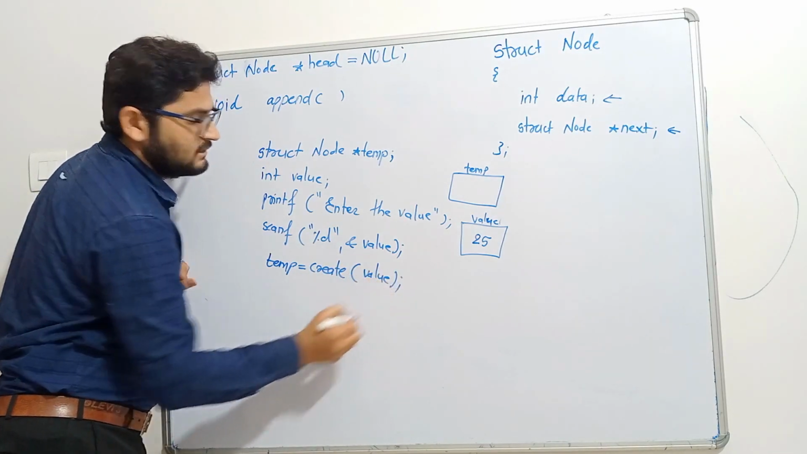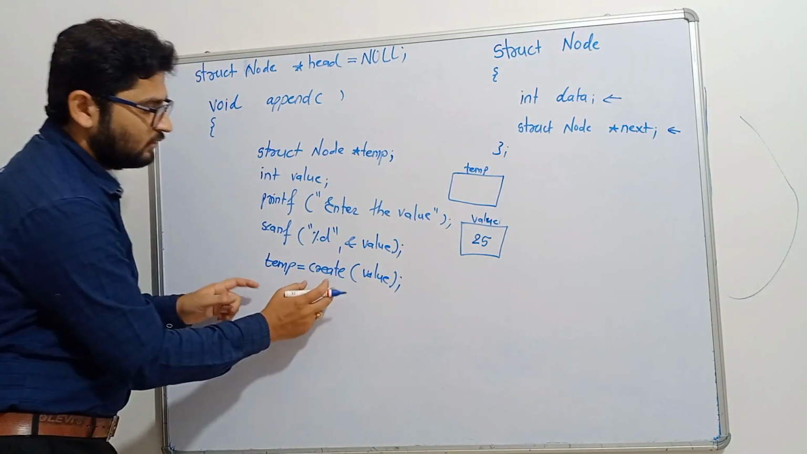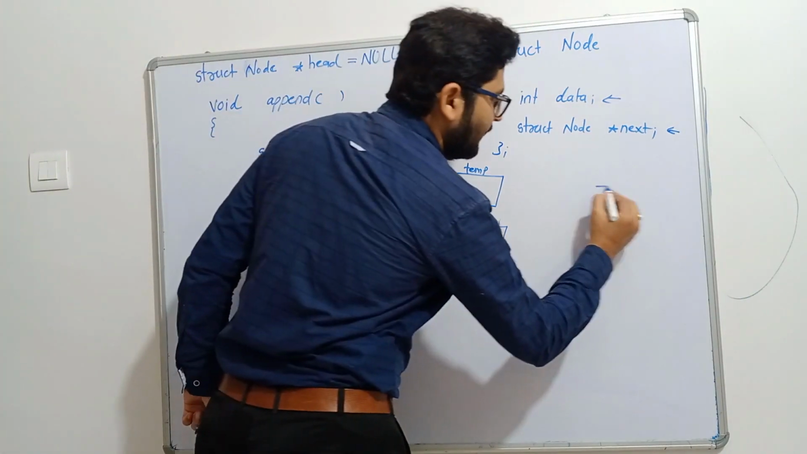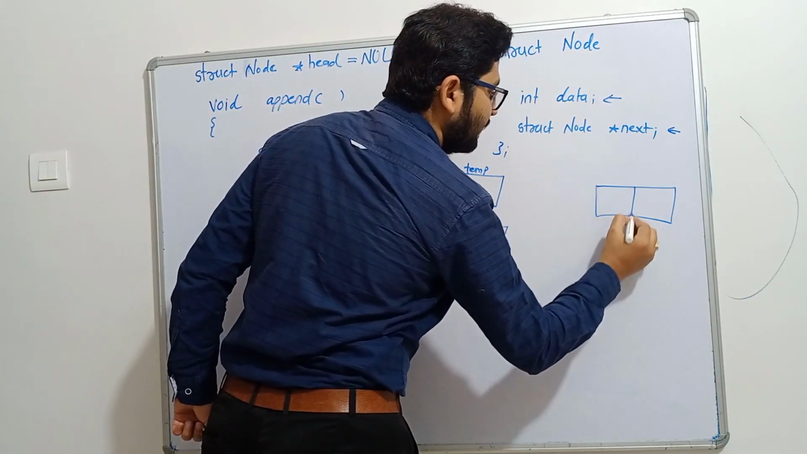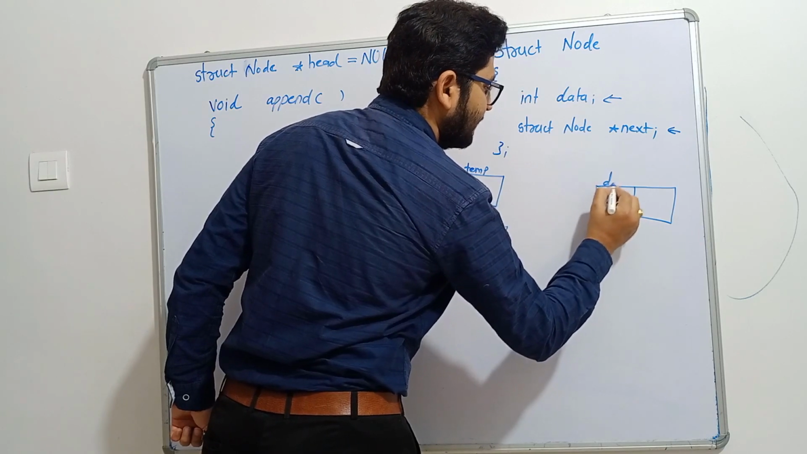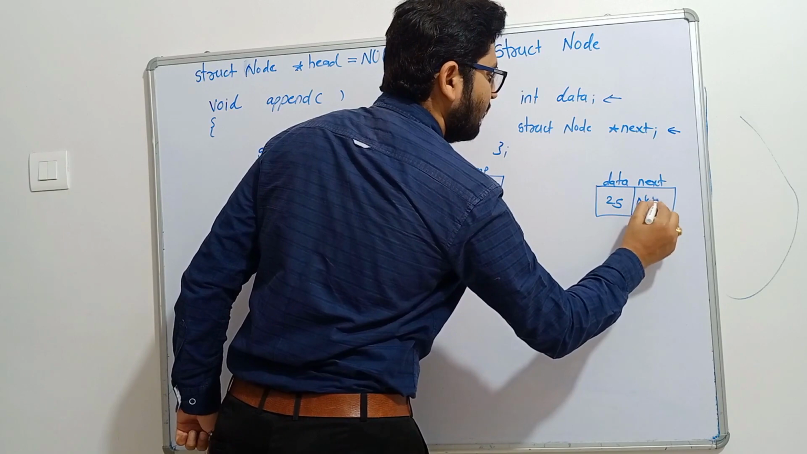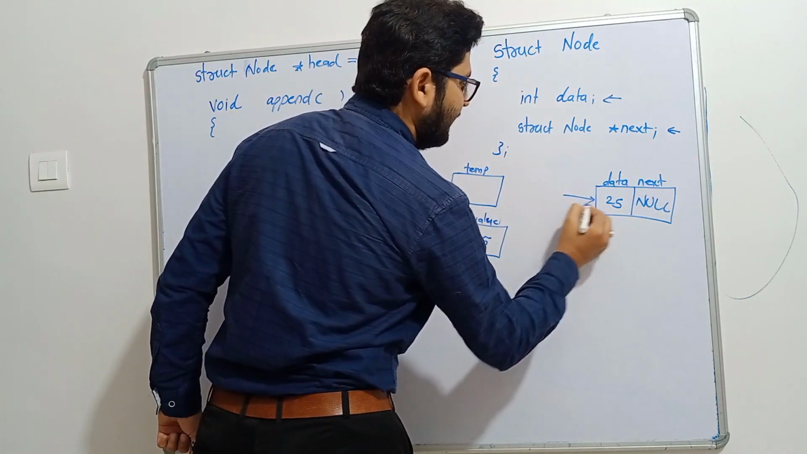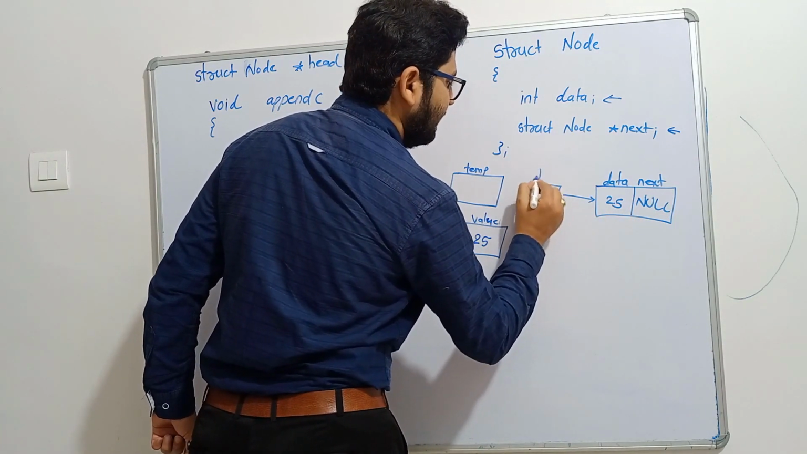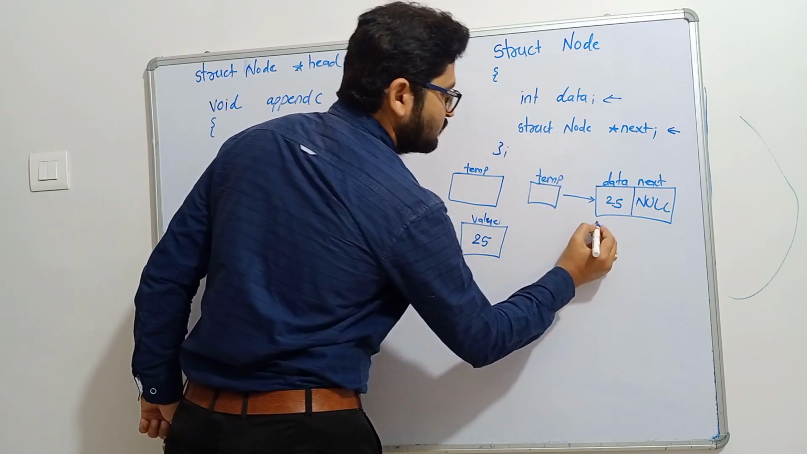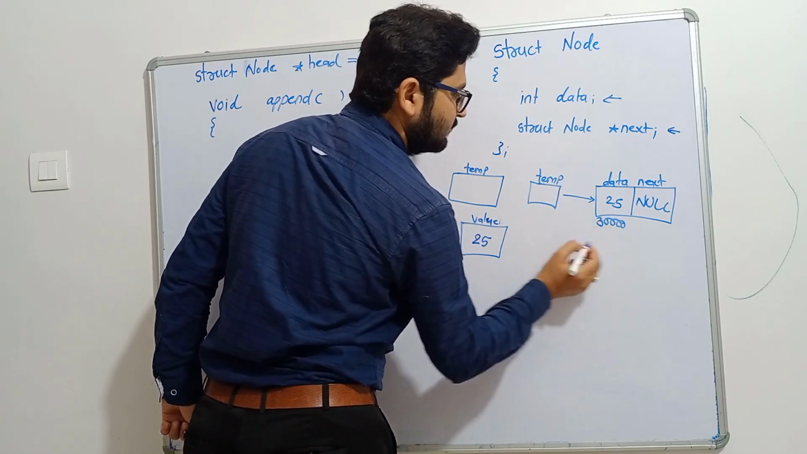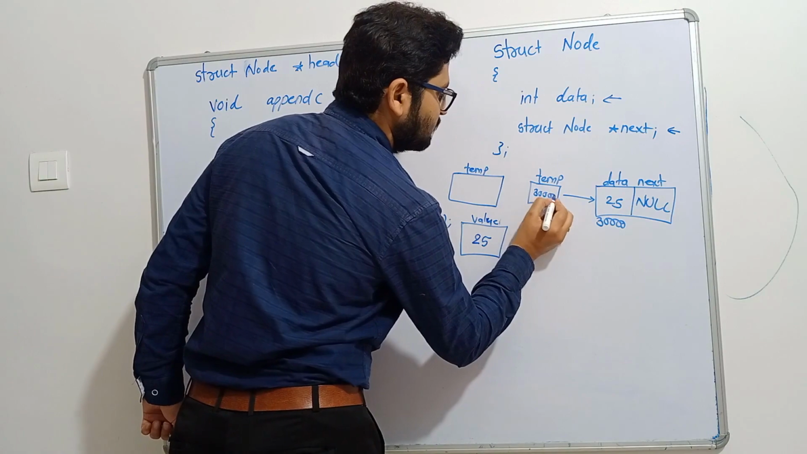This thing we have already seen, right? The create function we already saw. So what is create going to do? It is going to create one node with value 25 in the data, and in the next it is going to have null. This thing we have already seen, and it is pointed to by the temp pointer. So if the address of this is 30,000, then 30,000 will be stored here.